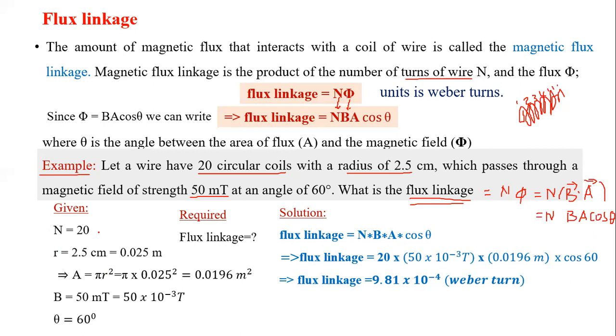Number of turns is given, radius is given. Radius is given, so we need the area. Area is equal to pi r square. You are familiar with this formula. Area is equal to pi r square, or area is equal to pi over 4 d square. So pi r square gives 0.0196 meter square. The radius is given in centimeters, so we convert it to meters.